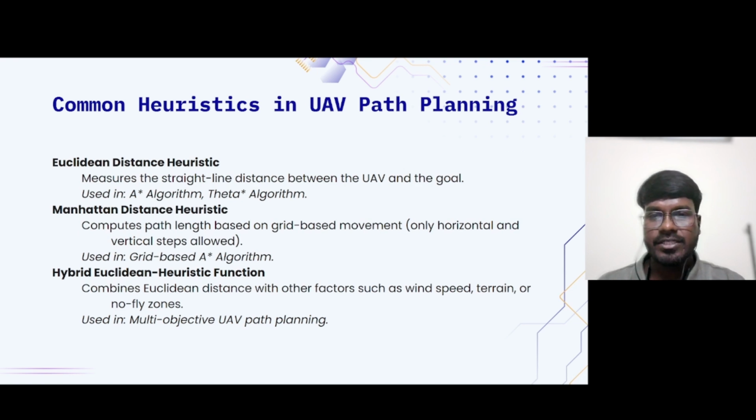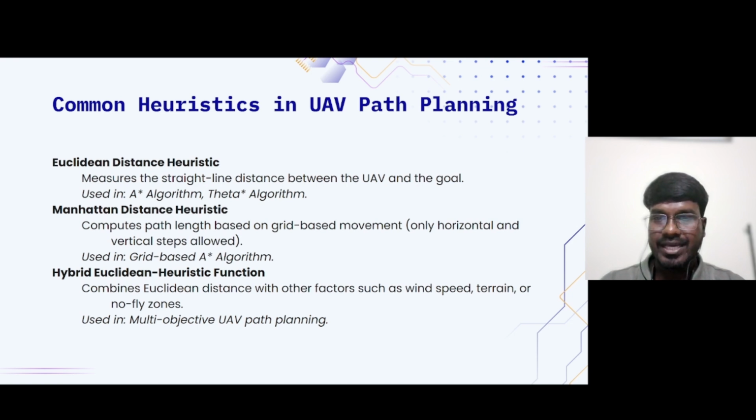Secondly, the Manhattan distance heuristic computes path length based on grid-based movement, where only horizontal and vertical steps are allowed. So basically we are restricting the movement of the UAVs. It is used in the grid-based A-star algorithm. Thirdly, the hybrid Euclidean heuristic function. It combines Euclidean distance with other factors such as wind speed and no-fly zone, and we use it in multi-objective UAV path planning.